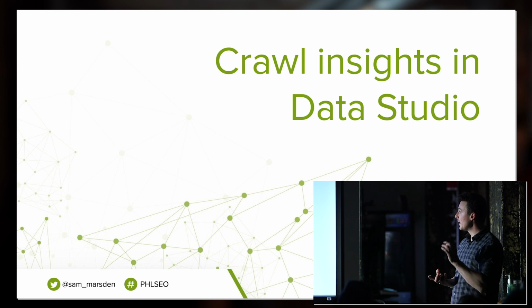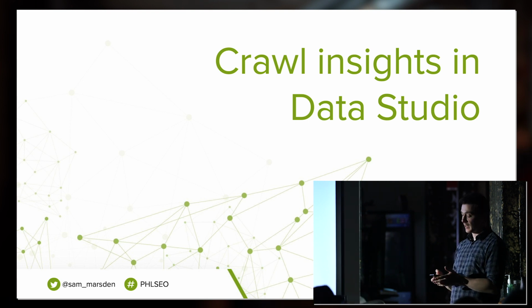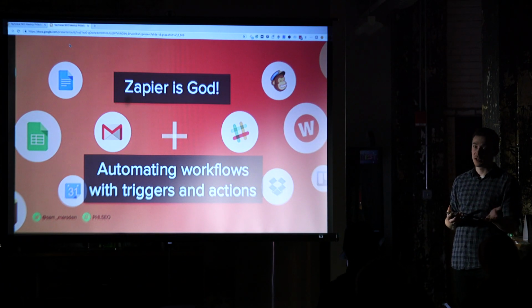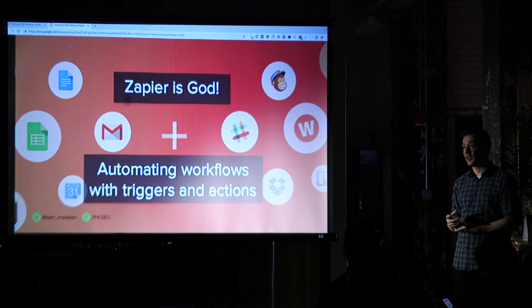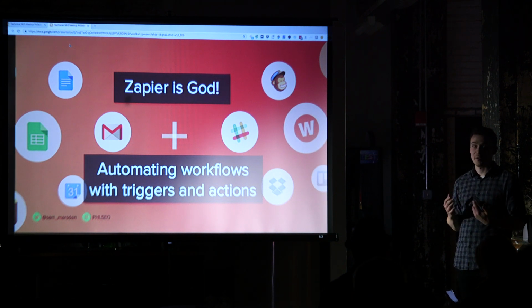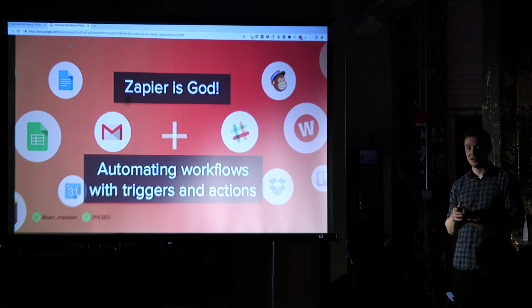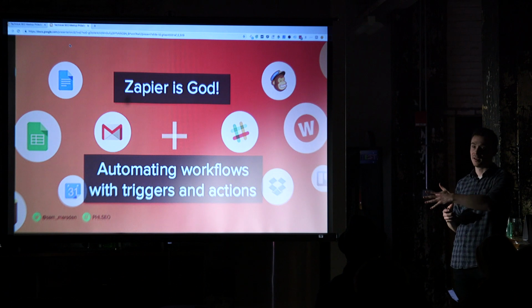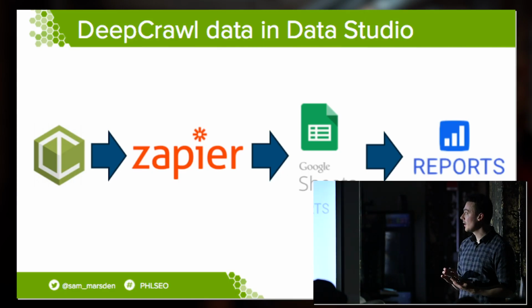Okay, so moving on, the next set of dashboards is bringing crawl insights into Data Studio. And for this, if you want to bring DeepCrawl data into Data Studio, Zapier is what you'll need to use. And if you don't know about Zapier, it's one of my favorite tools. What it allows you to do is trigger things in one tool and action them in another. And it's quite simple to set up.